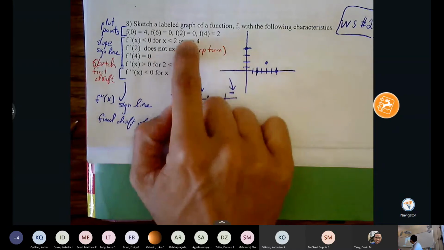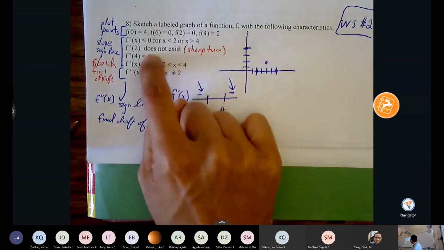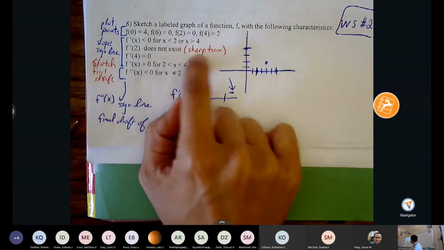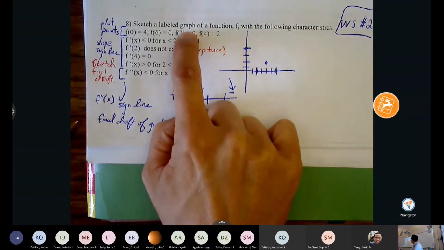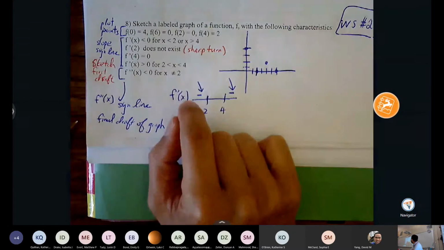Well, actually, it does here. It says f(2) equals 0, so the point exists, so that kind of forces our hand here. We have to make it a sharp turn, not a vertical asymptote. But if the ordered pair wasn't there, then we have some options to choose from.